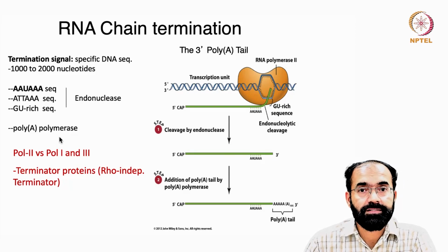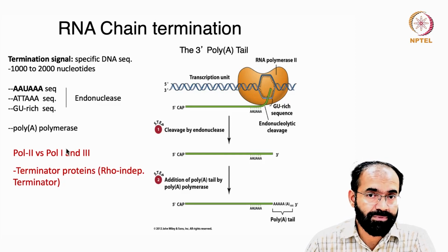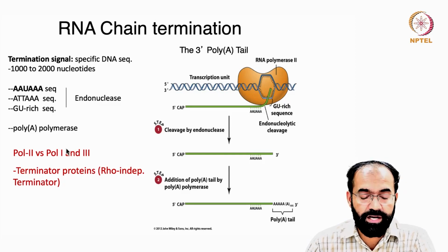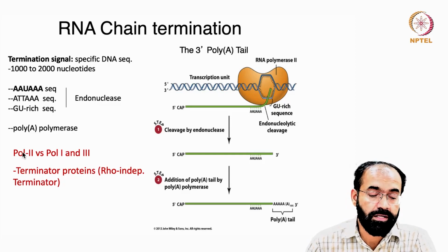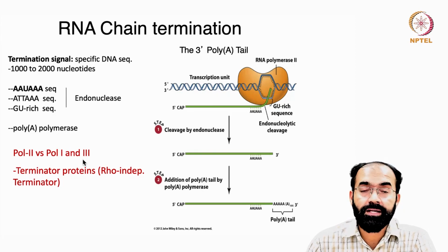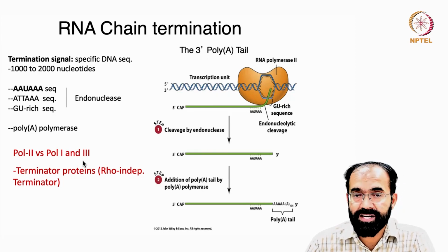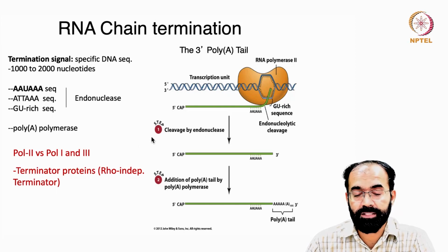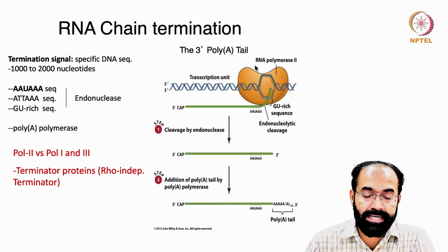And poly-A polymerase is the next enzyme that comes handy for the 3' end elongation. So Pol 2, Pol 1 and Pol 3, all of them have to have a proper termination event, without which the transcription will continue. Let us see in detail.